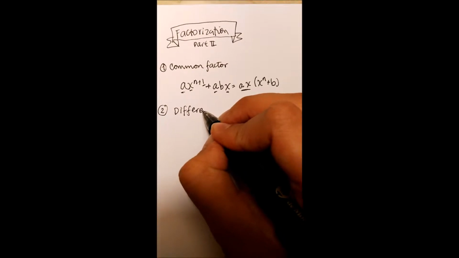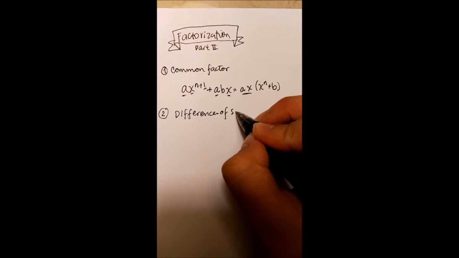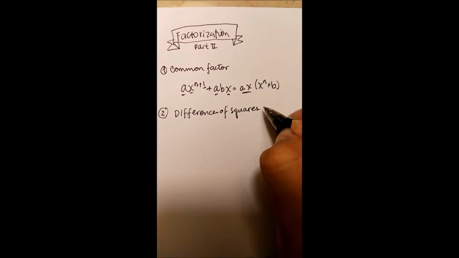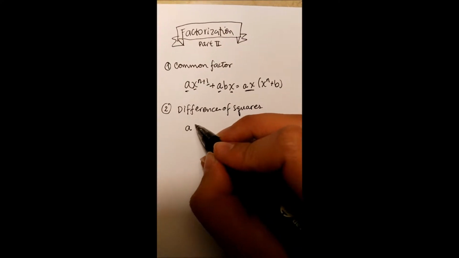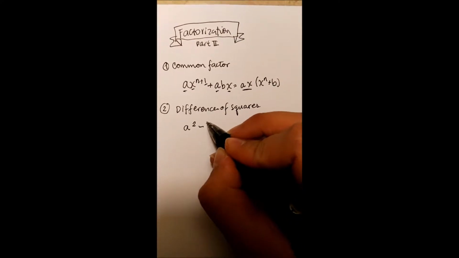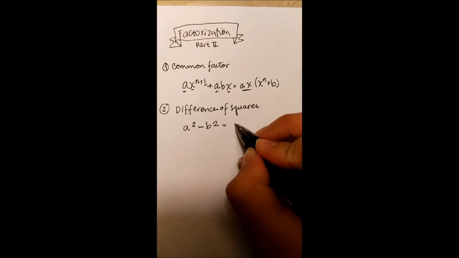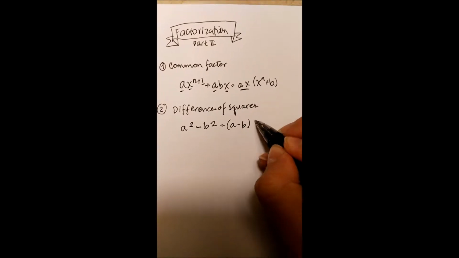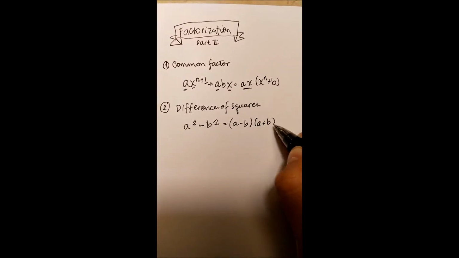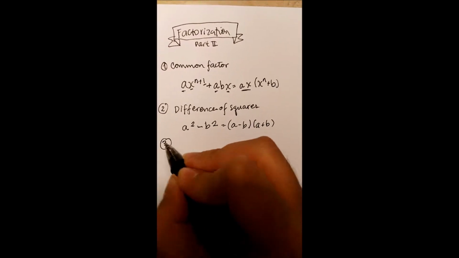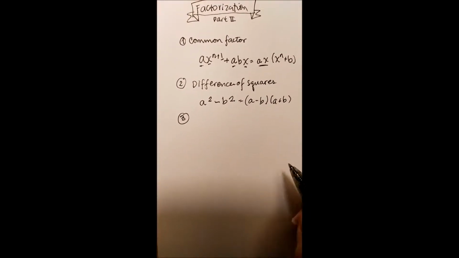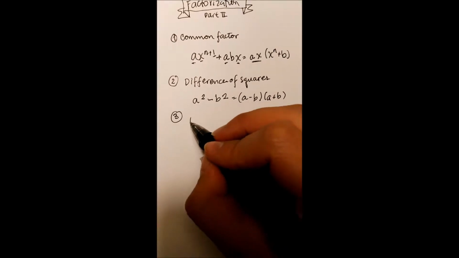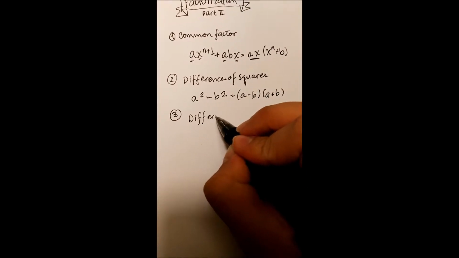Now, the difference of squares. As we saw yesterday, it would be a result of conjugate binomials, okay? So if I have a squared minus b squared, that would be a result of a minus b times a plus b, okay?